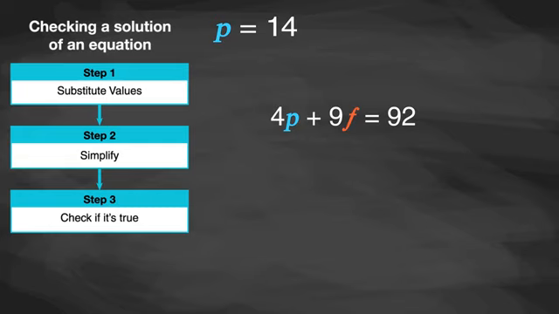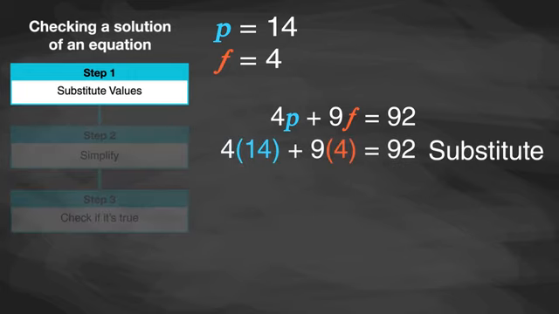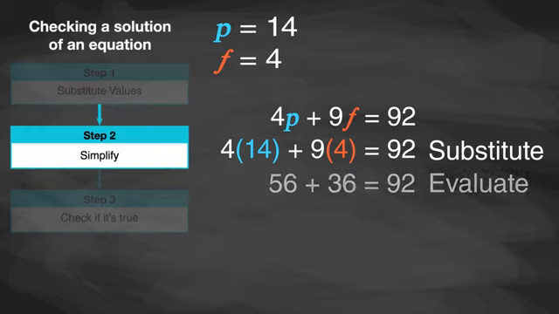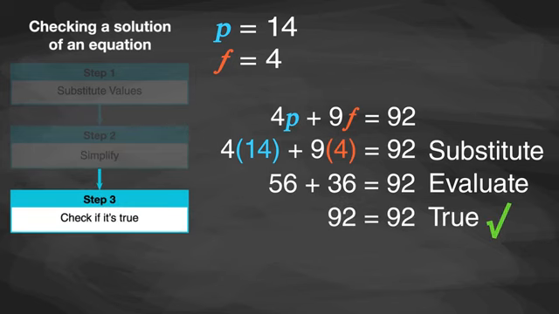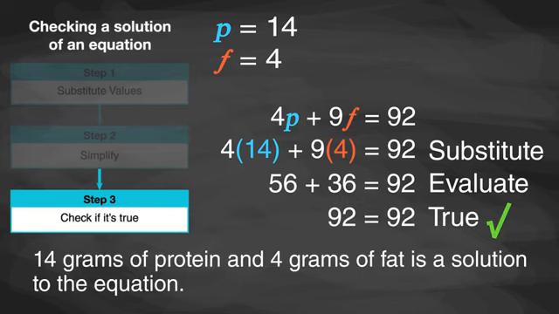Is 14 grams of protein and 4 grams of fat a solution? Let's check. Substitute 14 for P and 4 for F into the equation. Evaluate. 4 times 14 is 56, and 9 times 4 is 36. 56 plus 36 equals 92. This statement is true. This means 14 grams of protein and 4 grams of fat is a solution to the equation.